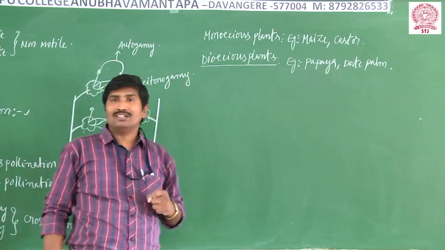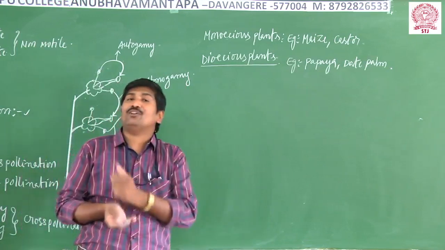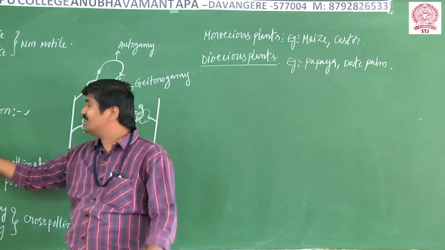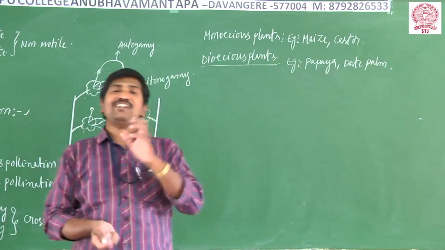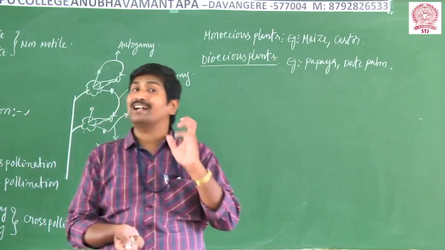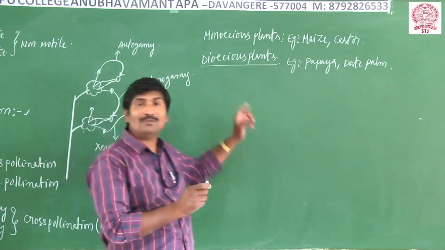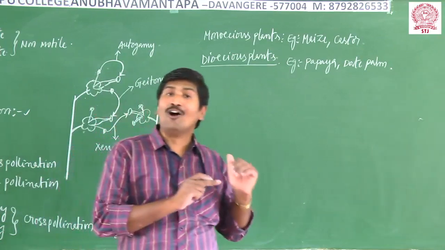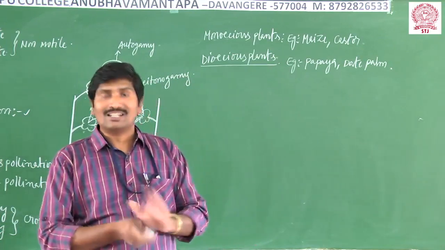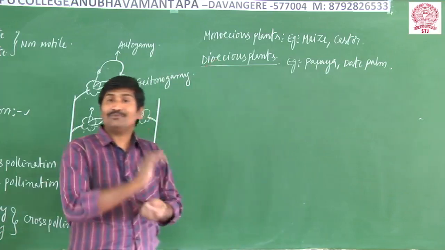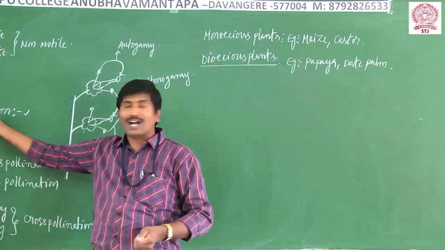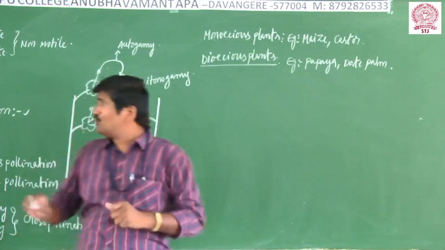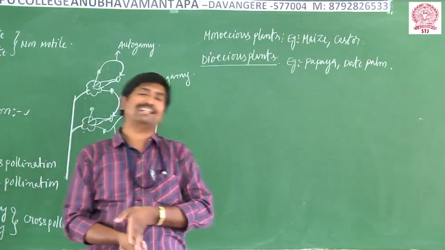Dioecious plants prevent which kinds of pollination? One is autogamy, another one is geitonogamy. In these plants only xenogamy is possible, because the unisexual flowers are located on different plants. That's why dioecious plants prevent both autogamy and geitonogamy. So this is the information about the different kinds of pollination.